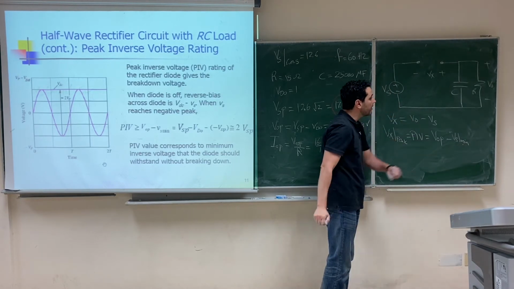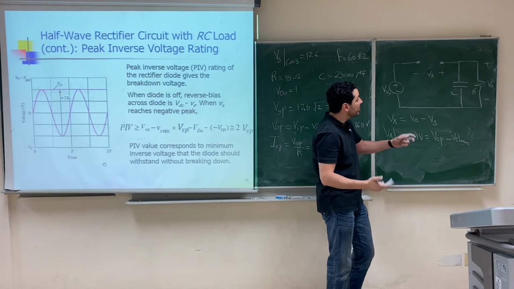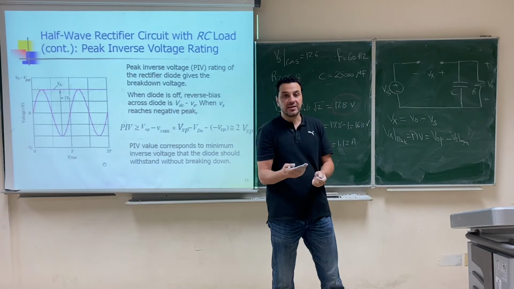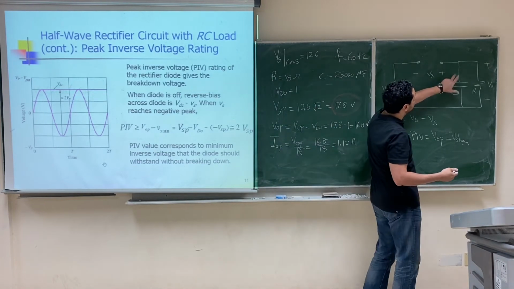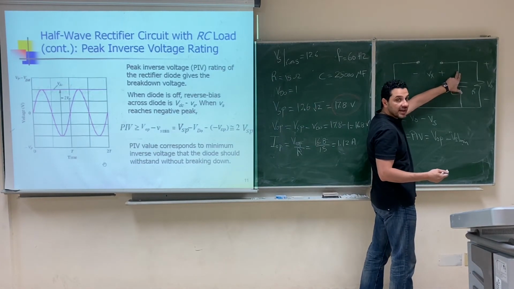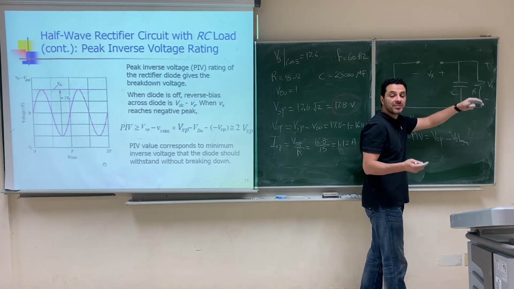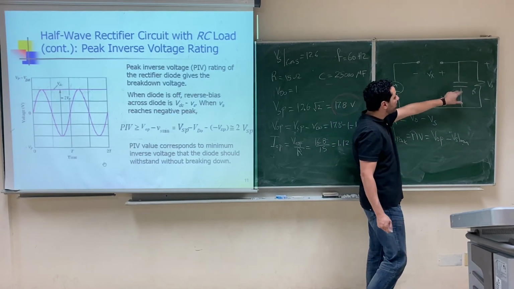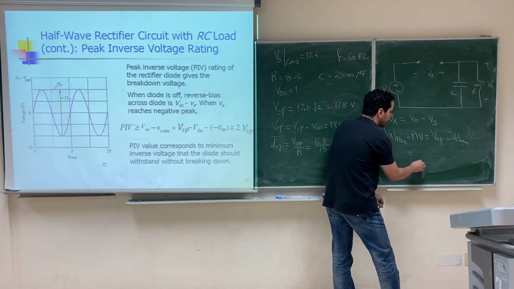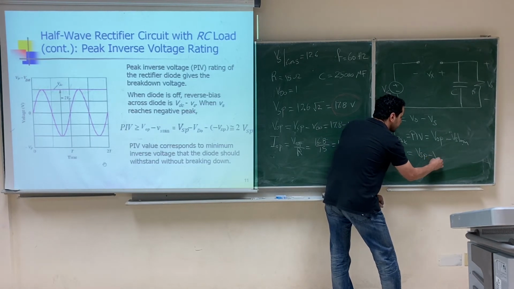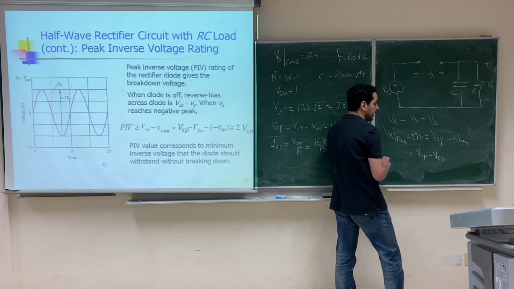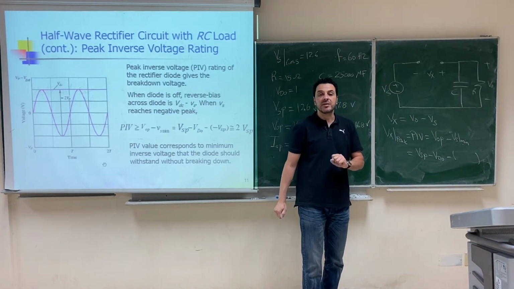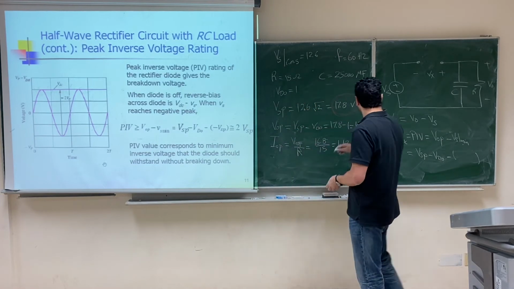But what is the peak of the output? Here, because we have a capacitor, the output can remain charged, right? Even if the diode is off, there can be a voltage at the output due to the charge of the capacitor. The capacitor will be charged to V output peak, right? So the maximum of the output will be V output peak, which can be written as Vs peak minus VDO. This is V output peak minus... What's the minimum of Vs? Vs is a sinusoid, right?